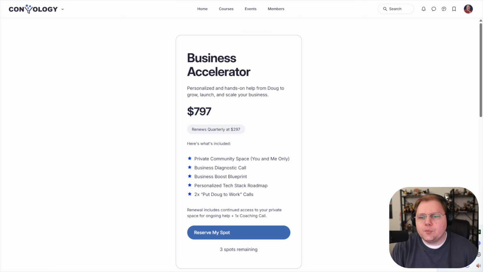So this is an idea that I'm putting together. This isn't final, but essentially it's $797 for the first quarter, and then it renews quarterly at $297. So an initial $797 up front, $297 per quarter, and that gives somebody private community space, just for them, just for their business, a whole space within my community. They get a business diagnostic call from me, which is basically an hour of me on a call with them. I'm asking them all kinds of questions about their business. They're telling me all about their business.